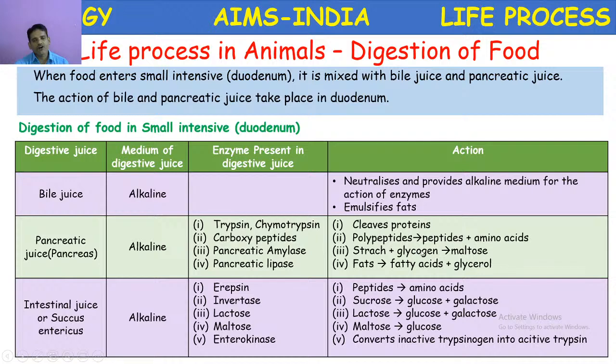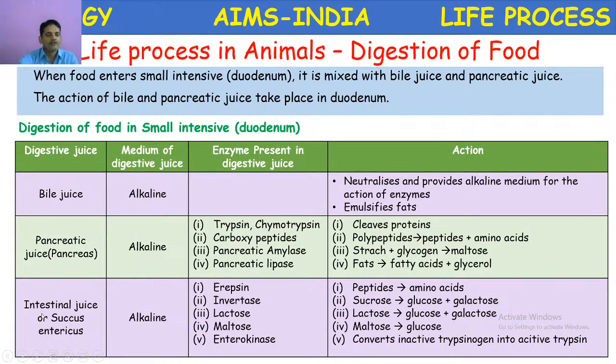These two are complex carbohydrates on which the action of ptyalin, or salivary amylase, is already continuing. So that partly digested starch and glycogen are further digested by the pancreatic amylase and converted to the simple sugar maltose. Next, pancreatic lipase. This is the enzyme which acts on partly digested or emulsified fats and converts them into fatty acids and glycerol.